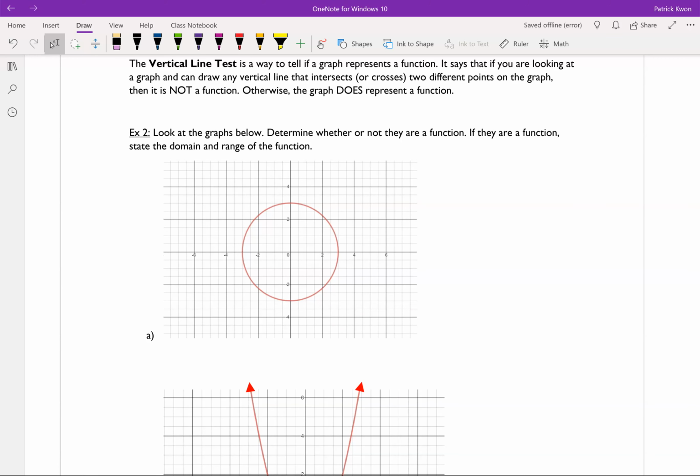Example 2 says, look at the graphs below and determine whether or not they are a function. If they are a function, state the domain and range. So I'm going to draw a vertical line here on this circle graph, and notice that it does not pass the vertical line test because my green vertical line intersects or crosses the circle at two different places. So we can say not a function, does not pass the vertical line test.